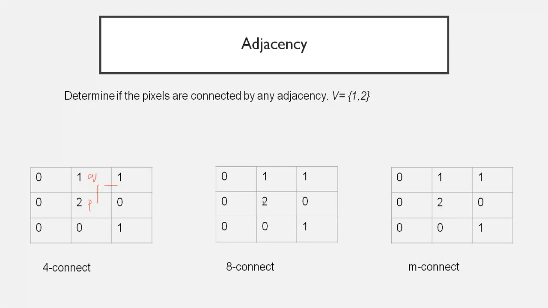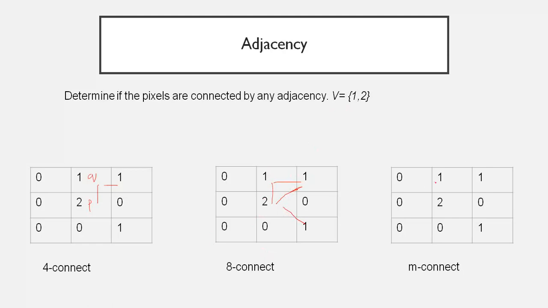What can we do here in 8 connect? These two can be connected because they both belong to set V and they are 4 neighbors. These two can also be connected because they are 4 neighbors. And can we connect these two? Yes, because they are 8 neighbors and both the values belong to V. These two can also be connected for the same reason. Now let us see for the M connect.